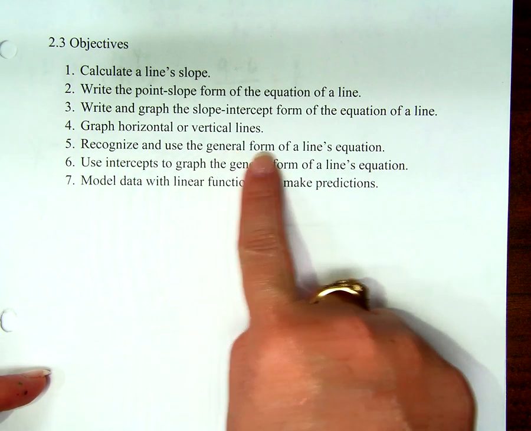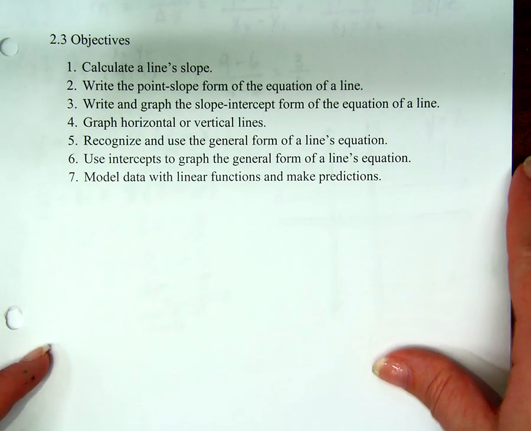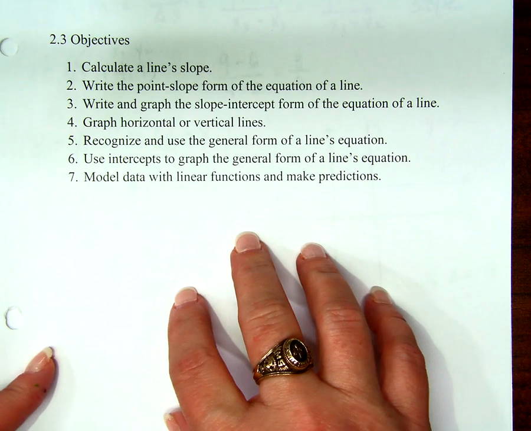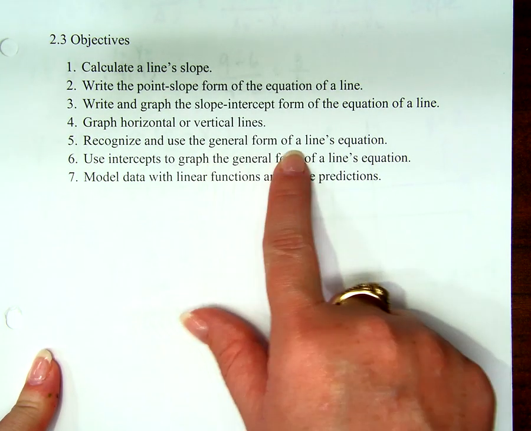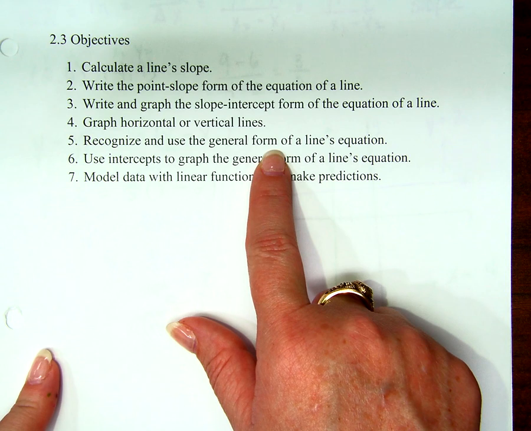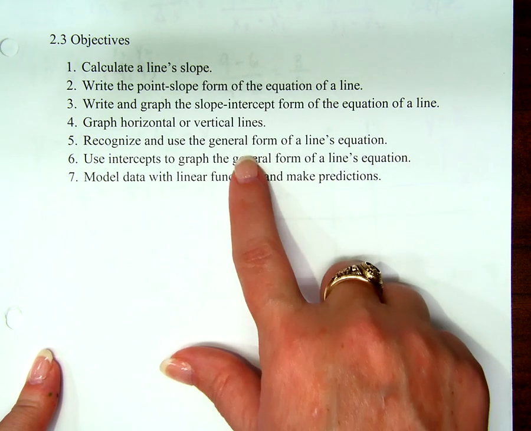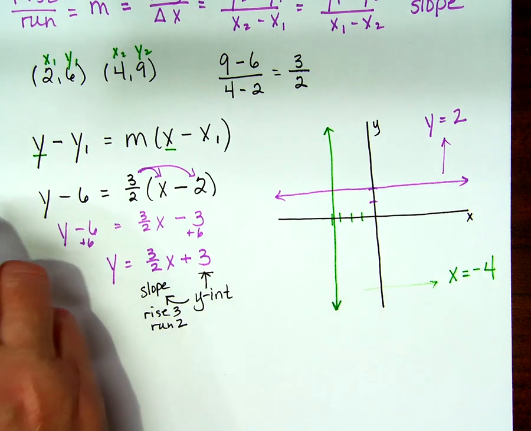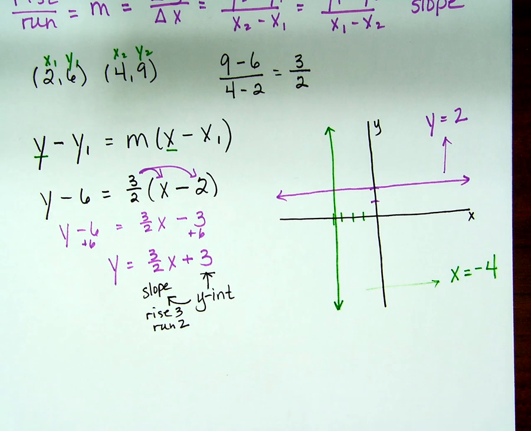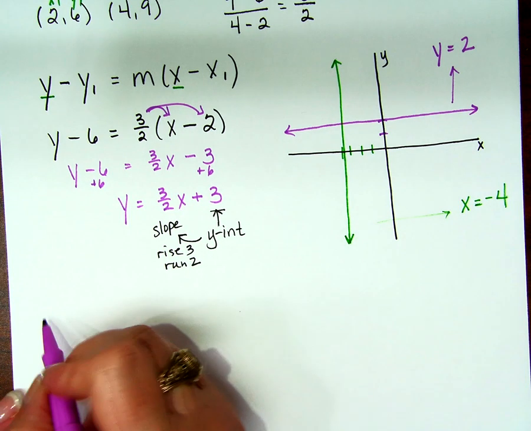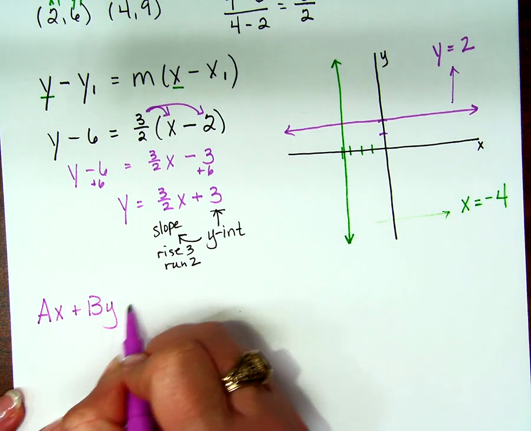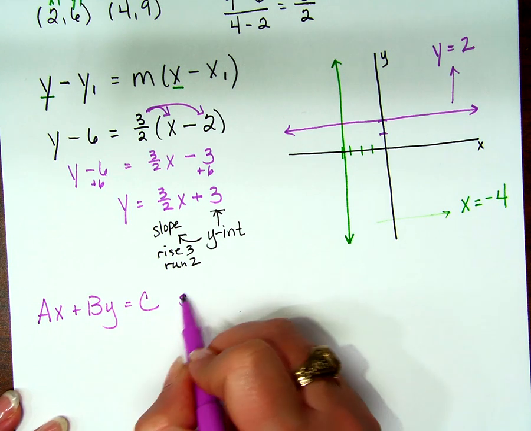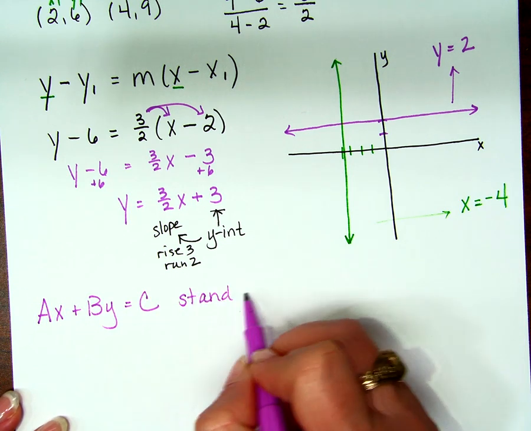Recognize and use the general form of a line's equation. Now, in high school, not that we're not there now, but in high school math, we always called this the standard form. Okay? In this textbook, they call it the general form. So just to make sure you remember what that is: ax plus by equals c. That's what they're calling the standard form.